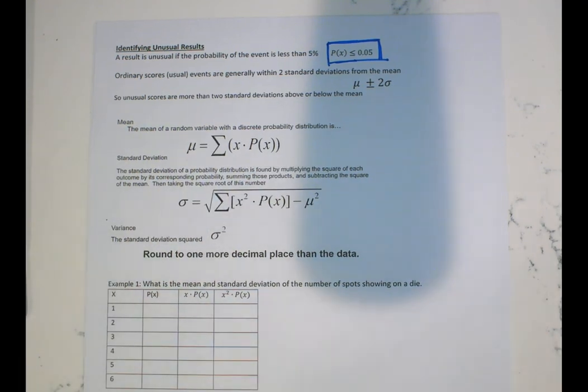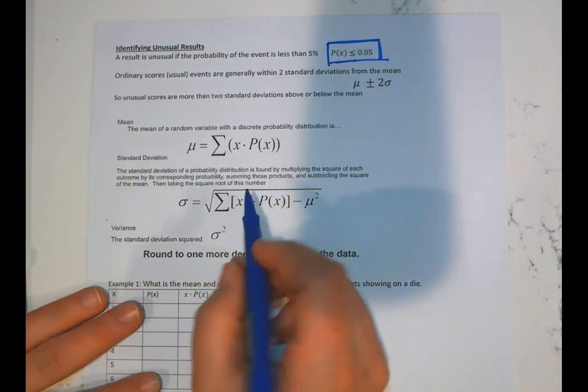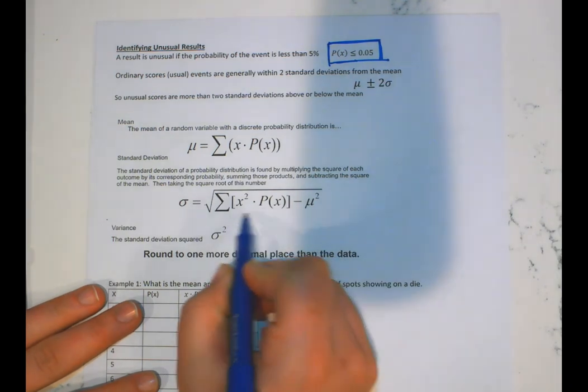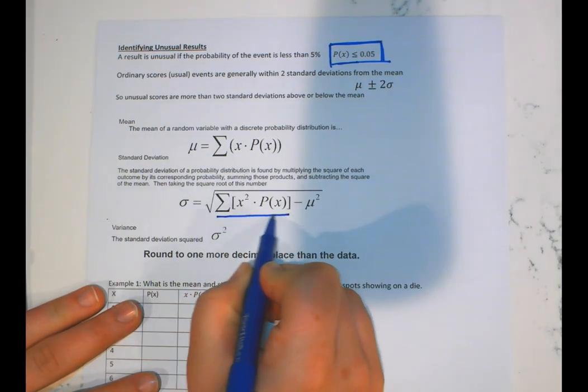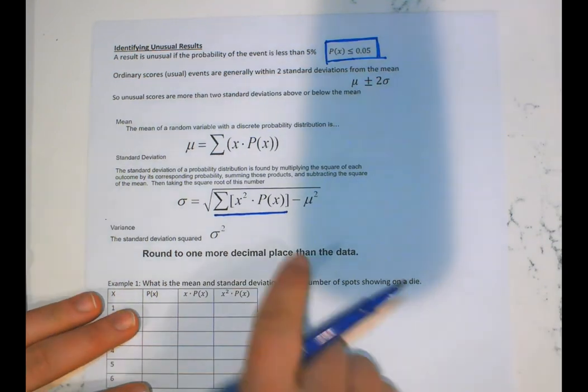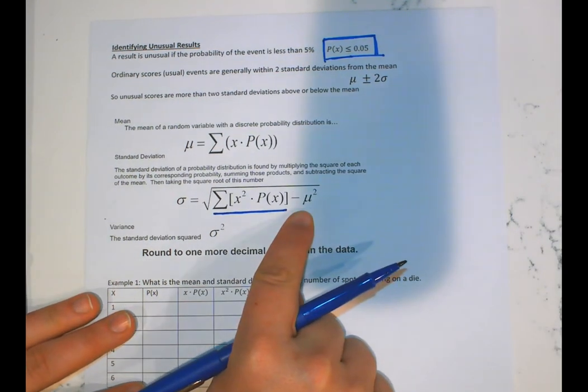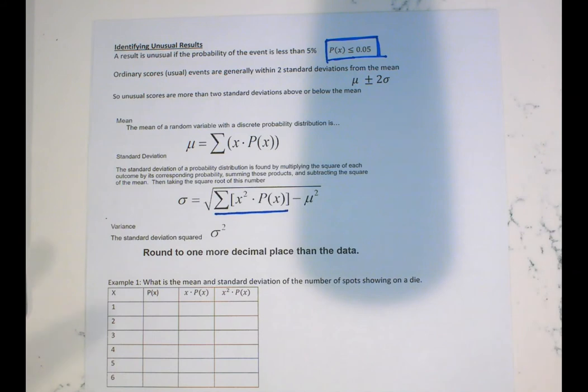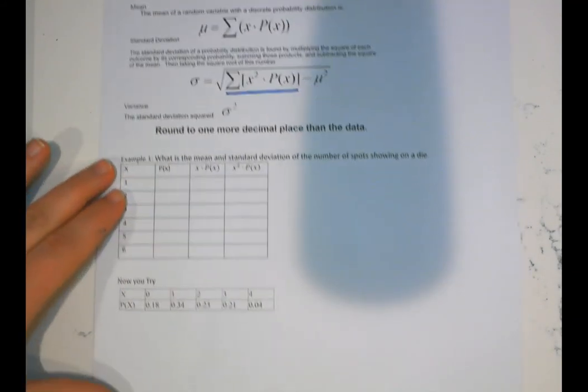For standard deviation, there's a little more to it. You're going to multiply X squared times P of X and add them all together. That's this part of the formula. But then you're going to subtract it from the mean squared. So we'll try an example and you'll notice what the process is for finding your mean and your standard deviation. So let's look at this chart here.